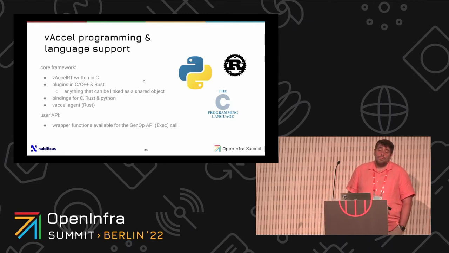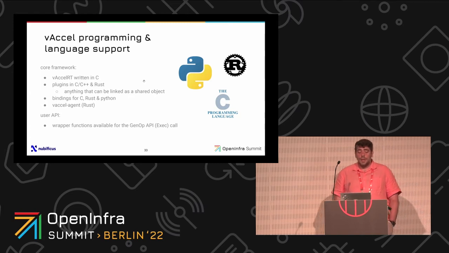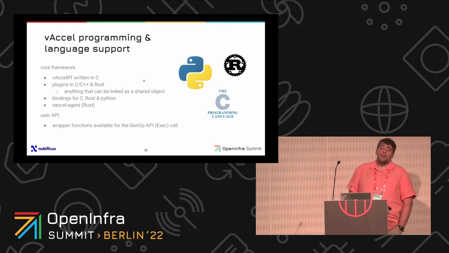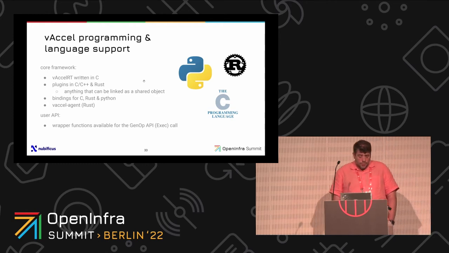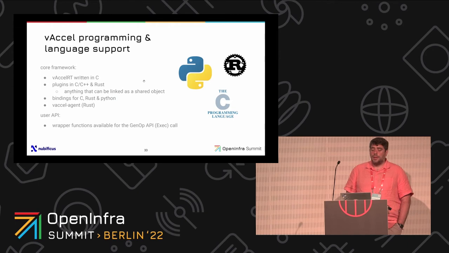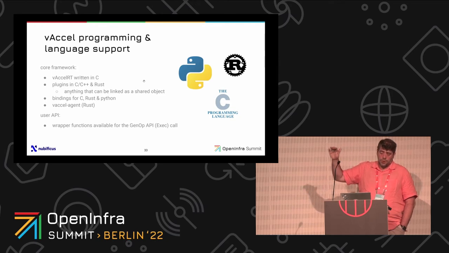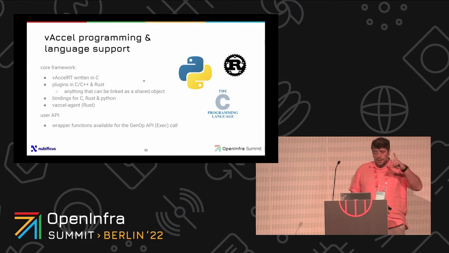The programming framework and language support for vAccel: the core framework is written in C. We have plugins in C, C++, and Rust. Essentially, we can write a plugin in any language as long as we can compile it as a shared object. We have bindings for the user API in C, Rust, and Python. The vAccel agent, the server that runs and supports the VSOCK operation, is written in Rust. And regarding the user extensible API, we have wrapper functions that can facilitate the porting of existing applications.